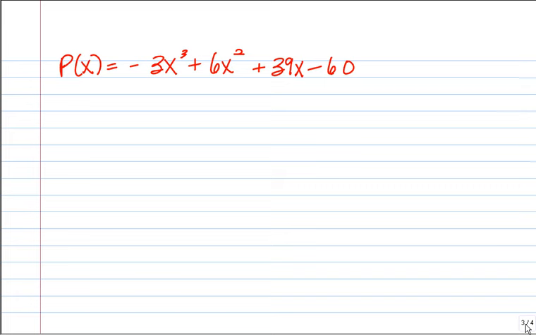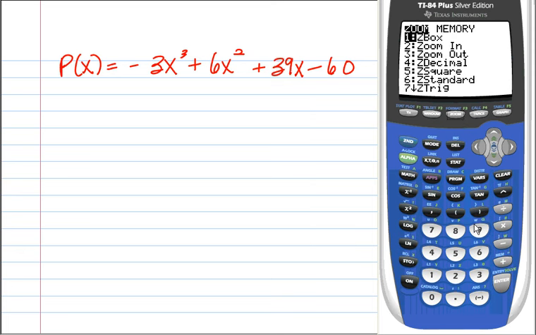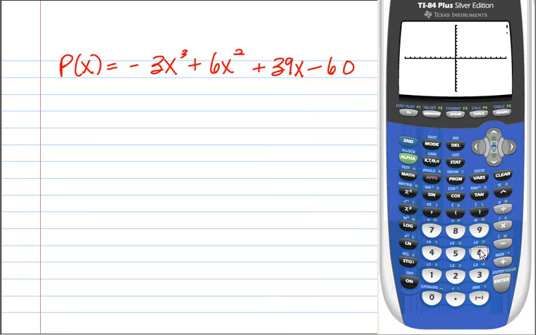I have an example that I've selected from that list of problems that I just showed you. P of x is equal to negative 3x cubed plus 6x squared plus 39x minus 60. So what I would suggest when you go to your calculator and input the function into y1, remember that you need to use the caret symbol for exponents that are greater than 2. We enter this and then start at least in the standard window. So zoom and 6.